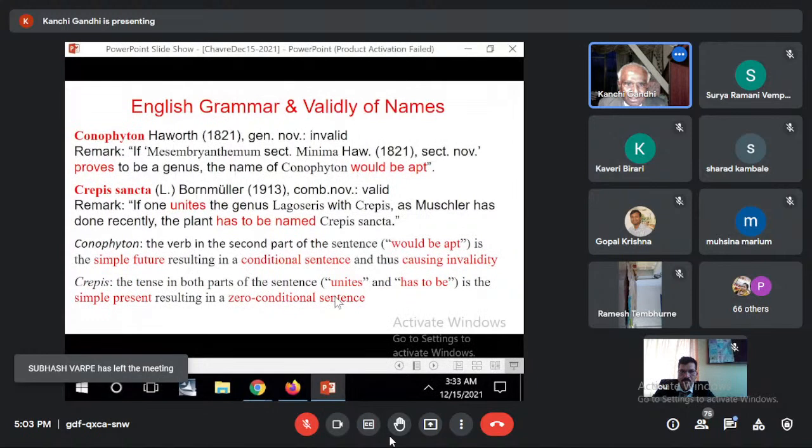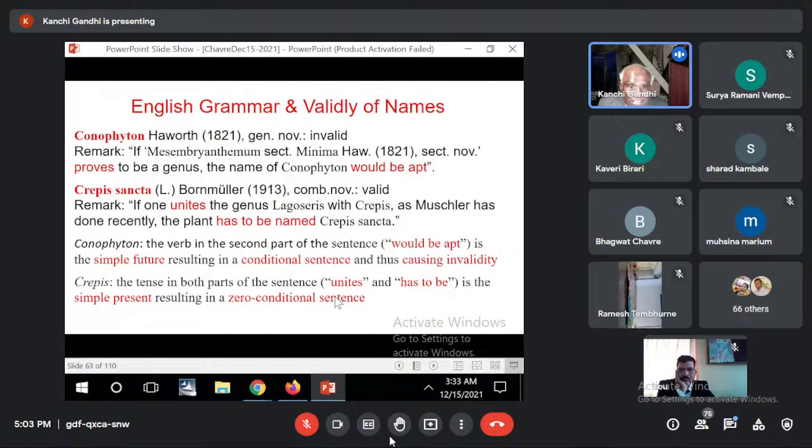Whereas in the first example, would be apt, it's called, in grammar, simple future. See the difference, simple future and simple present. Even though both sentences start with "if", in the second example, the name is accepted as a valid name because there is no condition. So now one needs to know, even though you think that you know English grammar quite well, please check the grammar book or online.